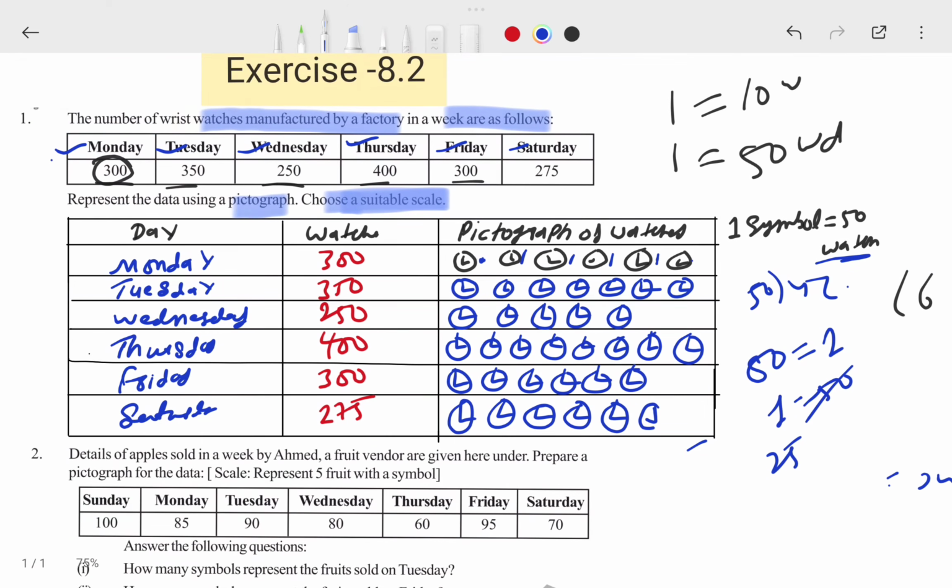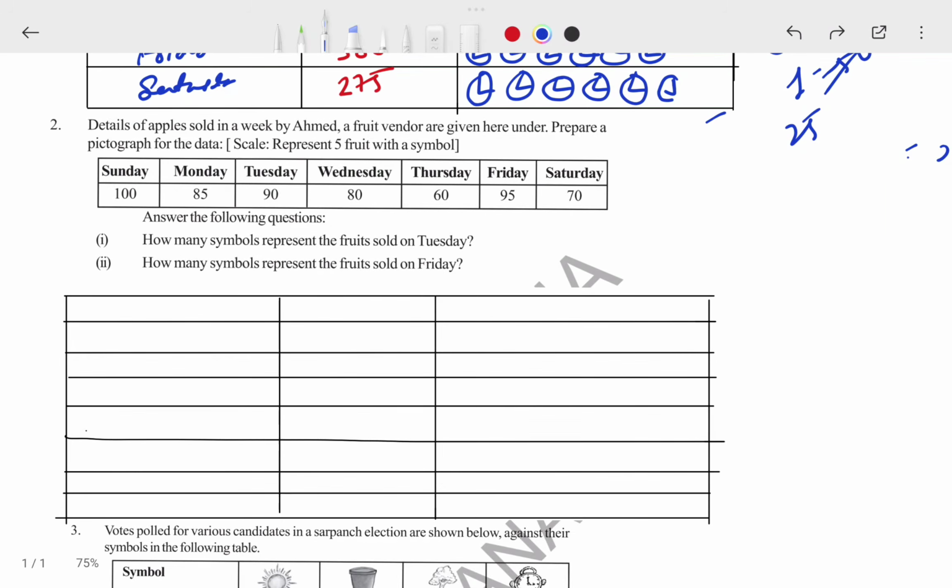Okay, now this one watch is equal to 50 watches. One symbol is equal to 50 watches. So you can do it like that also. Okay, now is it clear? So let's talk about this question. This question is totally the same also, it is not very difficult.